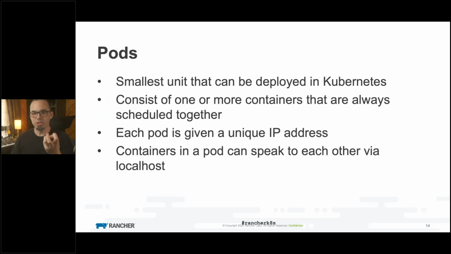A pod is the smallest unit of anything that you can deploy in a Kubernetes cluster. It's one or more containers that are scheduled together on a host. They share storage, they share networking. A pod has a unique IP address, and that enables containers inside of the pod to talk to each other on localhost. A pod is not a real thing. It's a logical representation of a group of containers.